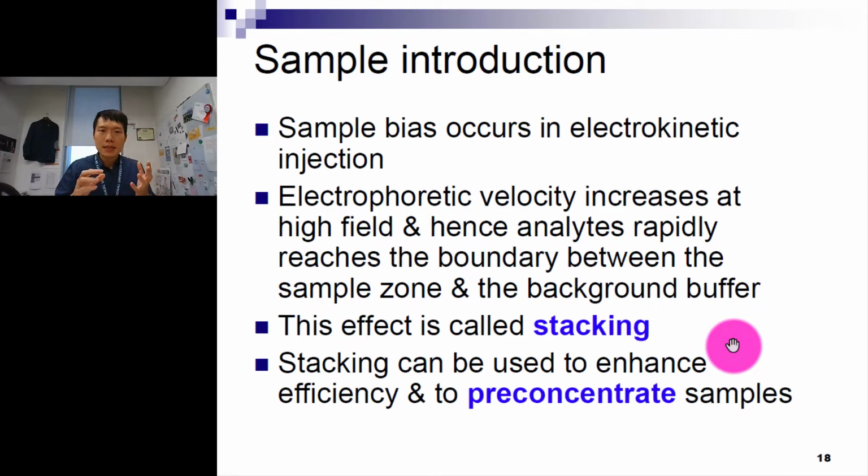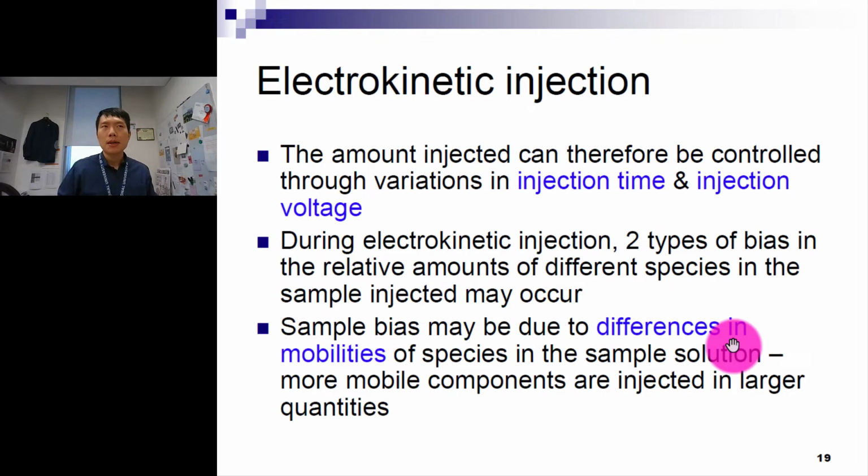Because of this sample bias, we call this effect sample stacking. In the zone, there's a bit of a lag time between certain ions that are a bit faster at the front and a bit slower at the rear. But the stacking, we can use it to our advantage. We can use it to enhance efficiency and pre-concentrate the sample, because now we are putting the ions together, like compressing them into a smaller volume. That makes sense because sometimes we are measuring minute amounts, at the ppb level, so we do not mind having some pre-concentration to lower the detection limit.